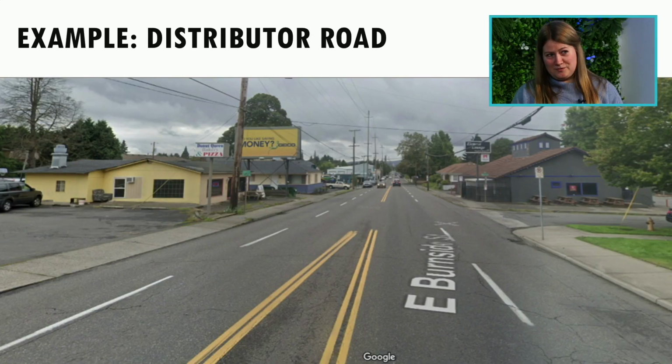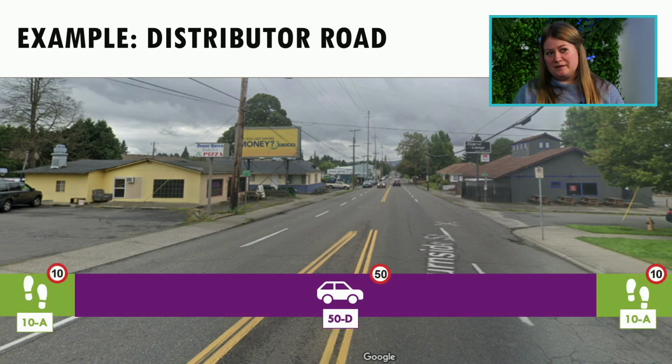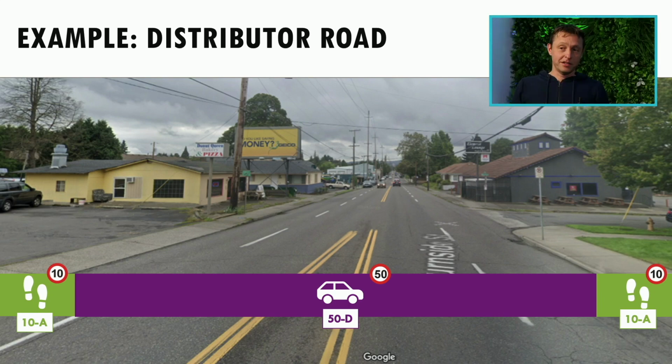Great. So we have the distributor road. We already saw it as a space where there's less activity. So the 50D may be a good place here. Yeah, it's quite appropriate here. We don't need to say a lot about this, I think. It's made for the car.